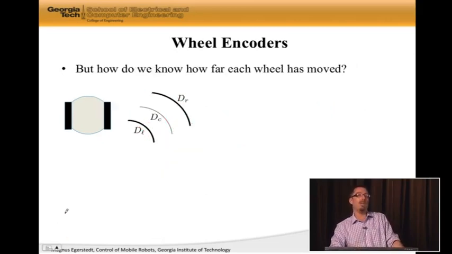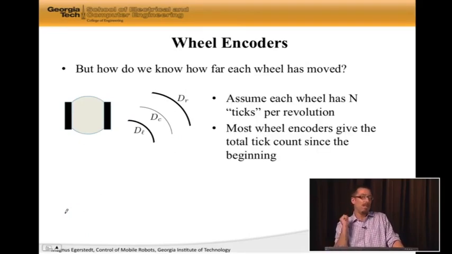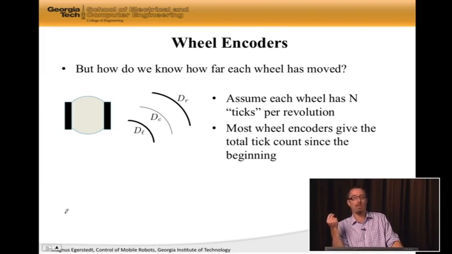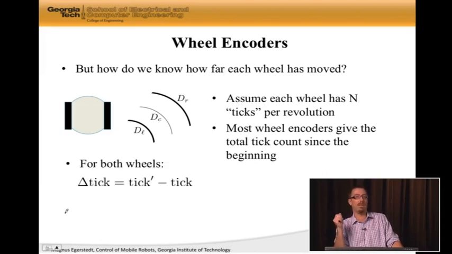But how do we know dr and dl, though? This is what we need to know in order to find out where the robot is. Well, assume that each wheel has n ticks per revolution. So 2 pi radians is n ticks. Most wheel encoders actually give the total tick count since the beginning. So what you measure is how many ticks since you started the system up.